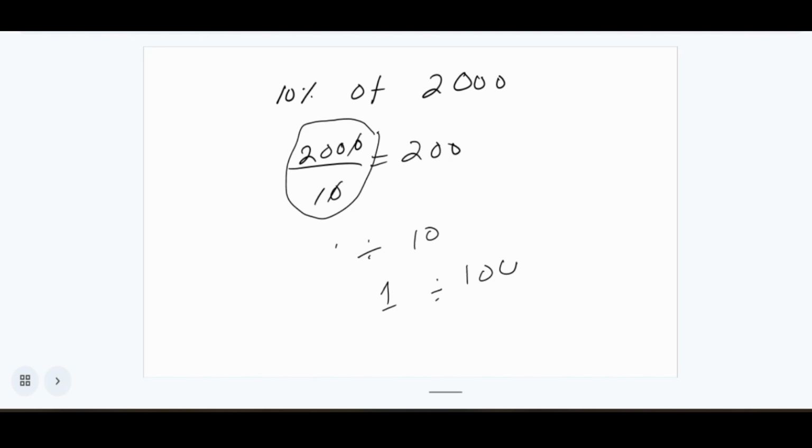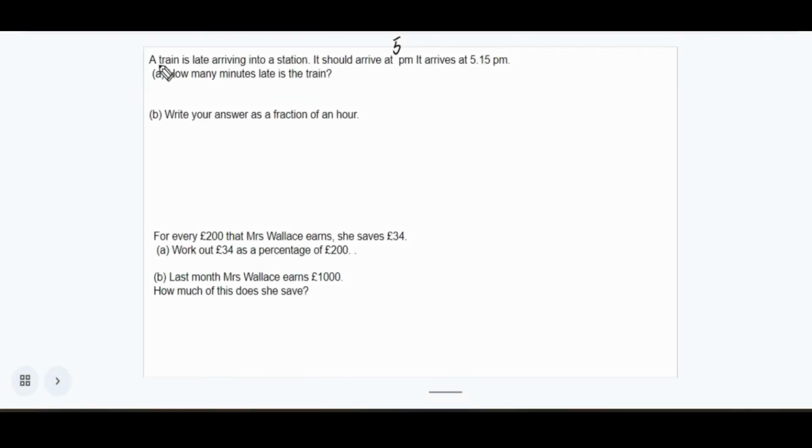So now let's do some word problems. Look at this question now. A train is late arriving into a station. It should arrive at 5 p.m. It arrives at 5:15. What is the question? How many minutes late is the train? So we can take away 5:15 and 5:00, and we will be left with 15 minutes, right? So your train is 15 minutes late.